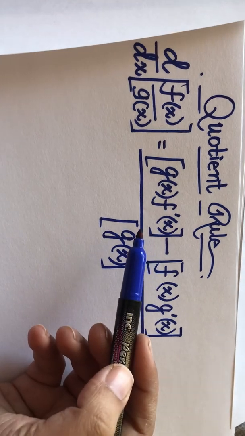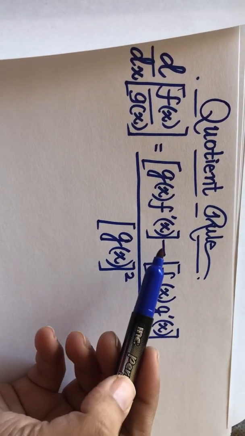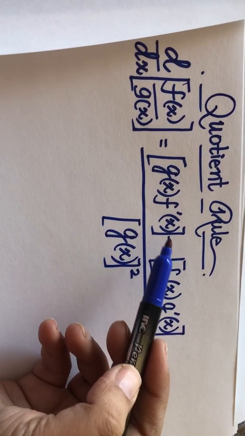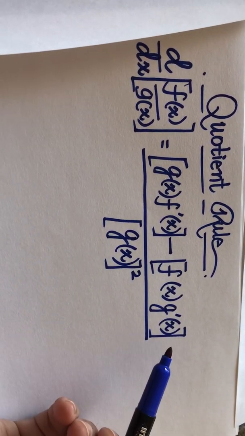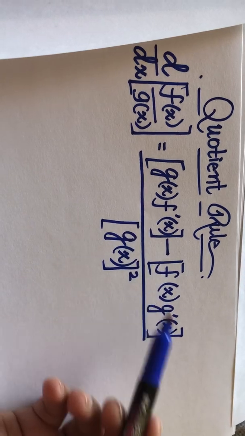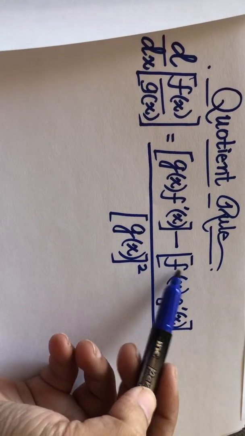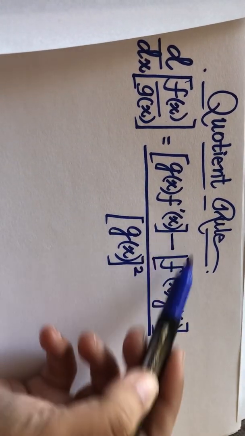So it's vital to remember here that the minus sign is a part of the formula, and subtraction is not commutative. By that I mean 4 minus 7 is not the same as 7 minus 4. So we cannot change the order of these two pieces right here.